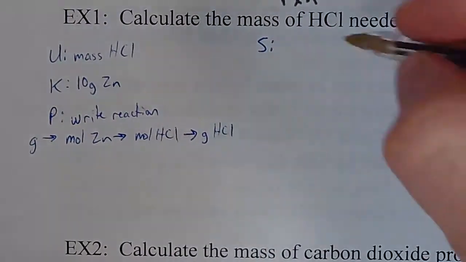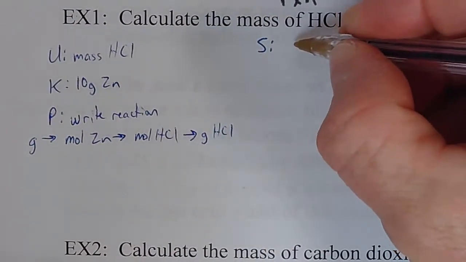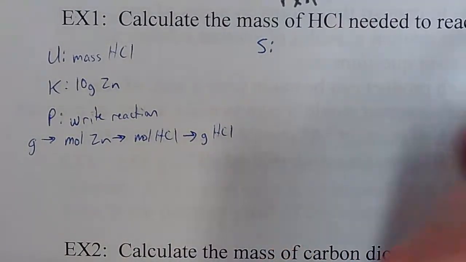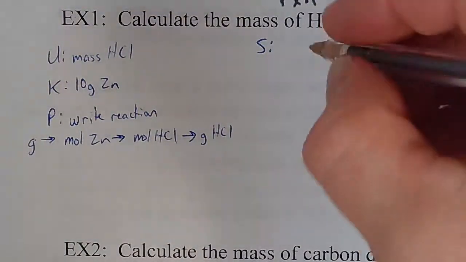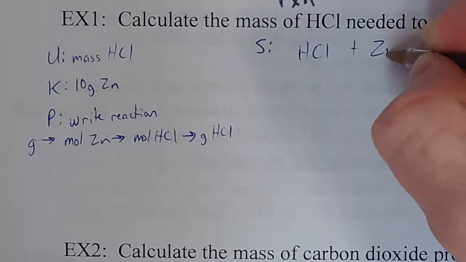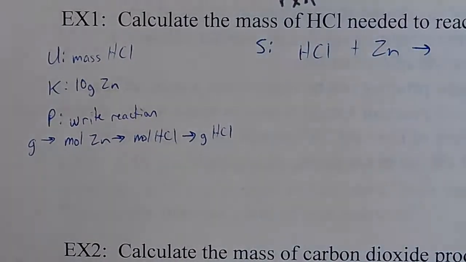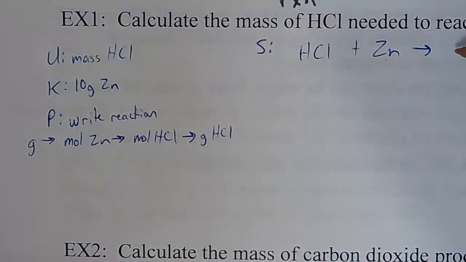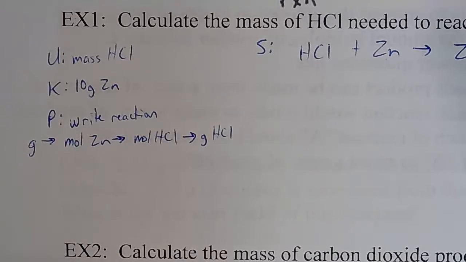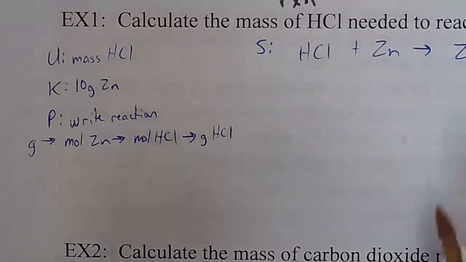Let's write the reaction first. So we've got hydrochloric acid and zinc, and see how it says they react with. So if it's with it, it's on the same side of the reaction. So it's going to be HCl plus Zn. And hopefully you remember that that's a single replacement. So it's going to form zinc chloride. The zinc replaces the hydrogen. And hydrogen gas.